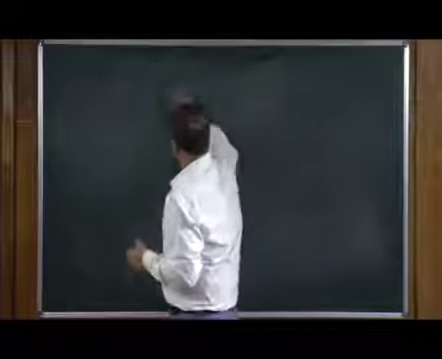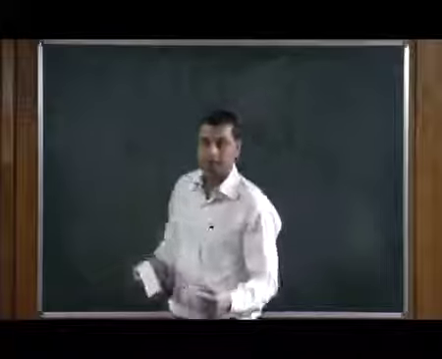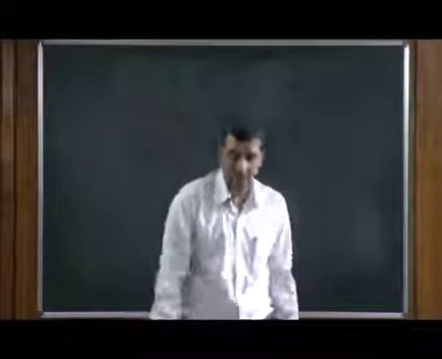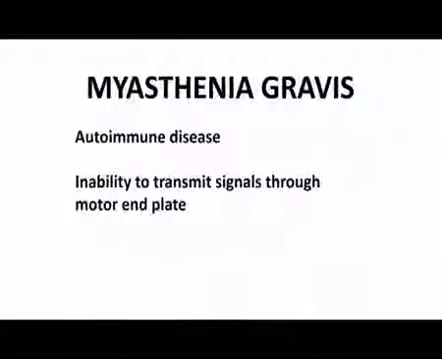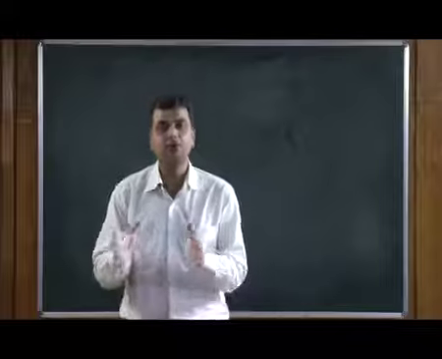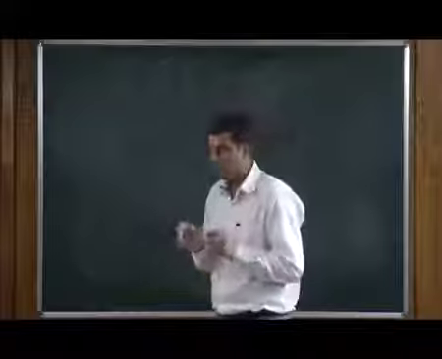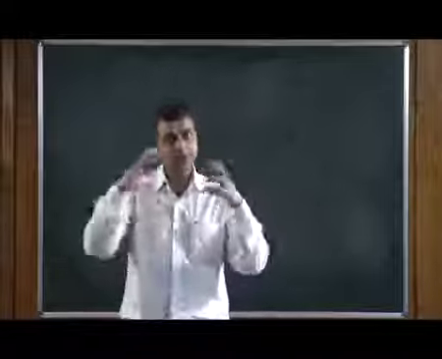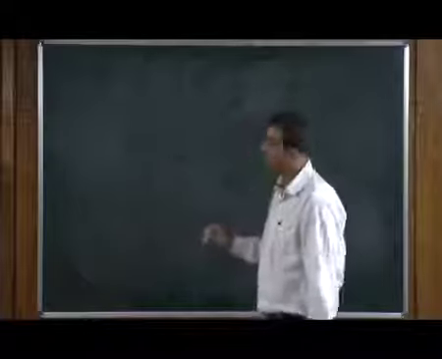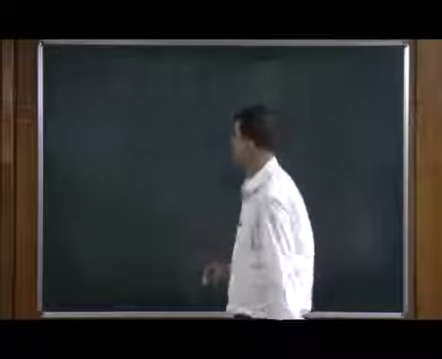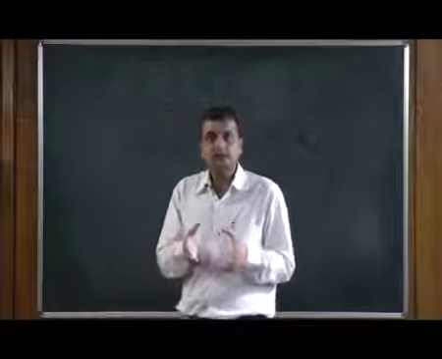All right. So, we are trying to understand the terminology related to muscle contraction. The next is very important in the slide, and this is a disease. The disease is called myasthenia gravis, an autoimmune disease, characterized by a hallmark feature: inability to transmit signal through the motor end plate. We have gone through the motor end plate, and we will try to discuss what is happening here.